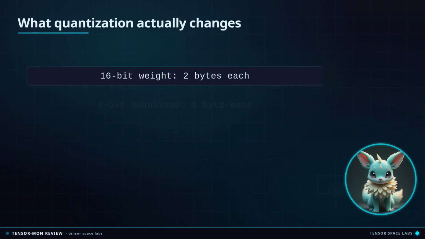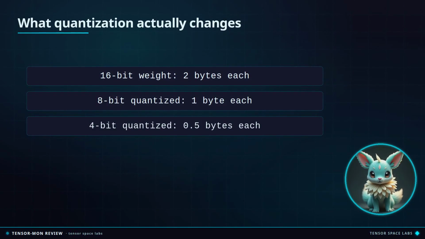In numbers, a 16-bit weight uses 2 bytes. An 8-bit quantized weight uses 1 byte. A 4-bit weight uses half a byte. So a 7 billion parameter model that was 14 gigabytes can become 3.5 gigabytes at 4-bit. Now it fits in VRAM that could not hold it before.